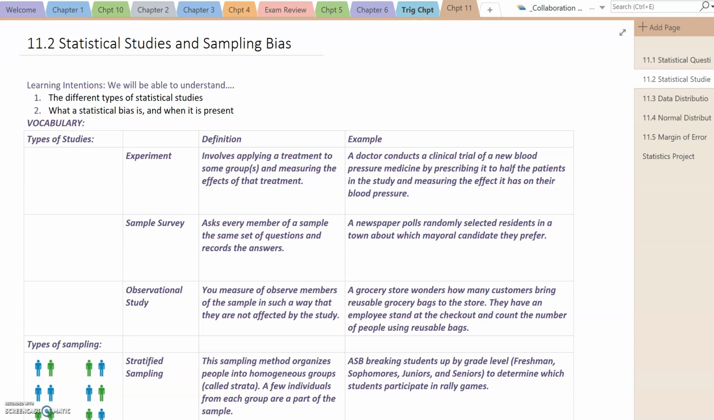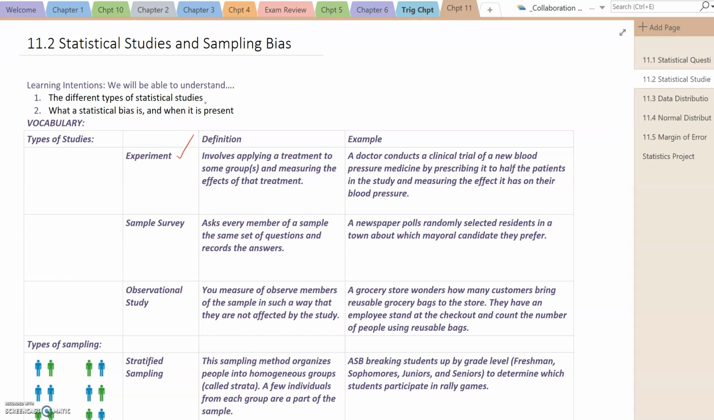So my example, a doctor conducts a clinical trial of a new blood pressure medicine by prescribing it to half the patients in the study and measures the effect it has on their blood pressure. Some of you probably know in an experiment you typically have an experimental group and a control group. The control group does not receive any sort of treatment, and the experimental group is the group that receives treatment. The reason you have a control group is because you need to know if your treatment is actually doing something, so you kind of need a baseline to compare your experiment with.